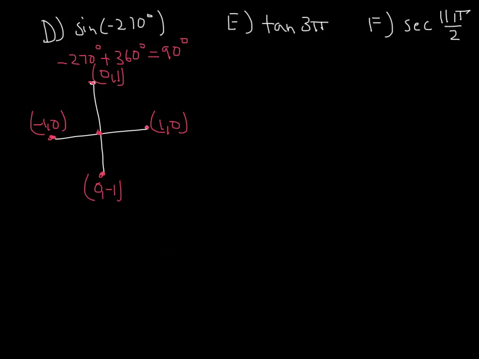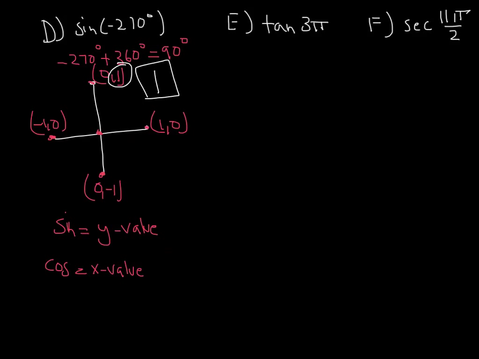Now, the sine is going to be your y value. I'm getting ahead of myself because we're going to learn this later on. And the cosine is your x value. All right, so what is the sine of 90? It is going to be 1. I'm circling it. That's the y value. So the sine of 90 is simply 1. There's your answer.